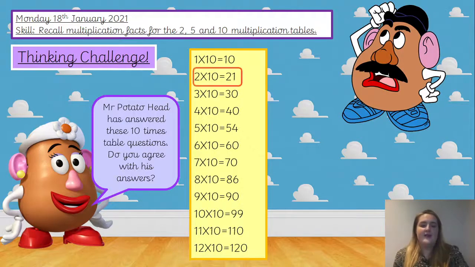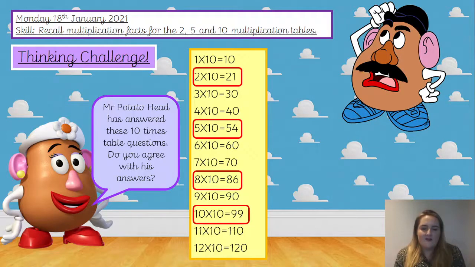Okay, let's have a look then. So 2 times 10 equals 21. That's not right. And I'm sure you spotted 5 times 10 equals 54. That one's not right either. He's also gone wrong here. 8 times 10, 86. That one's not right. And 10 times 10 is 99. Why has he gone wrong then? Tell the person next to you, what's he done wrong? What should we see if we're counting in 10s? Pause the video, please.